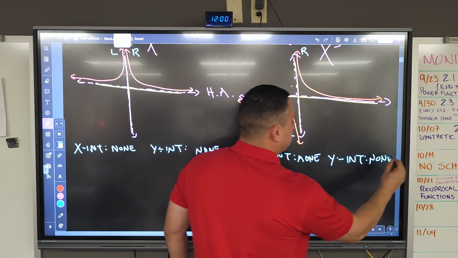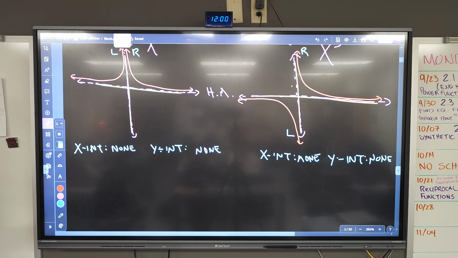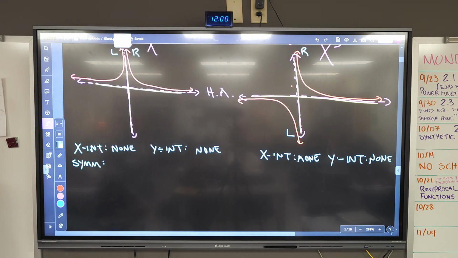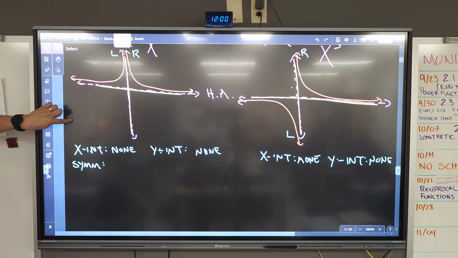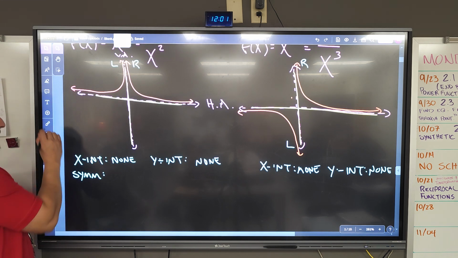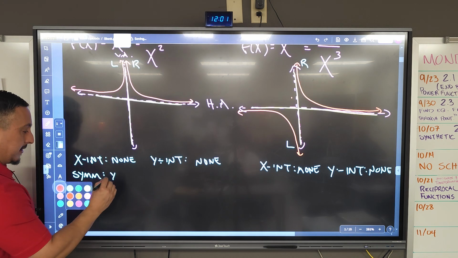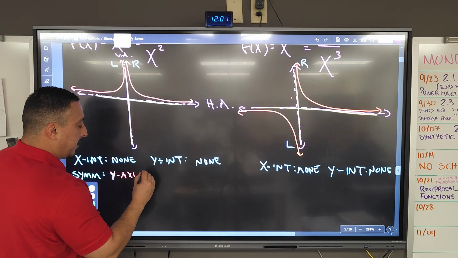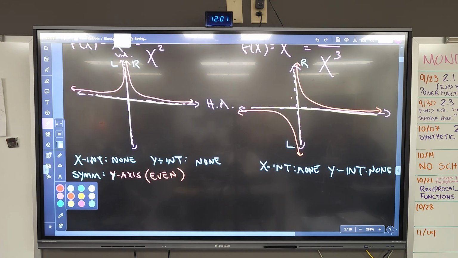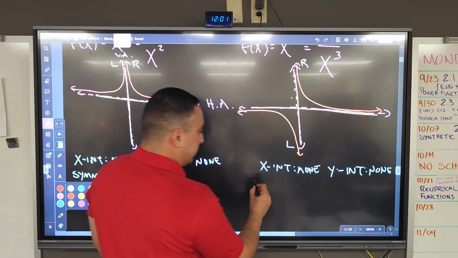I'm not going to answer the questions that you do know. I'm going to answer the ones that you might get stuck on. For example, symmetry. We haven't talked about that recently, but we have in the past. Anybody remember what kind of symmetry this is? That was reflection over what? Y-axis. So we call that y-axis symmetry. Or, I know we use even and odd a lot, but it is called even symmetry as well. Okay. What kind of symmetry does this one have?